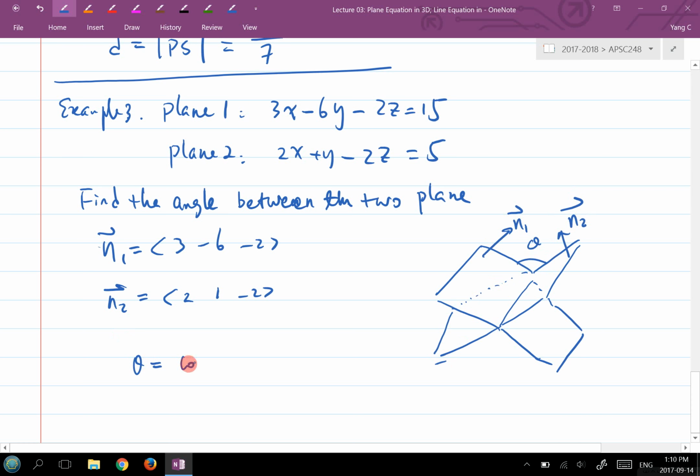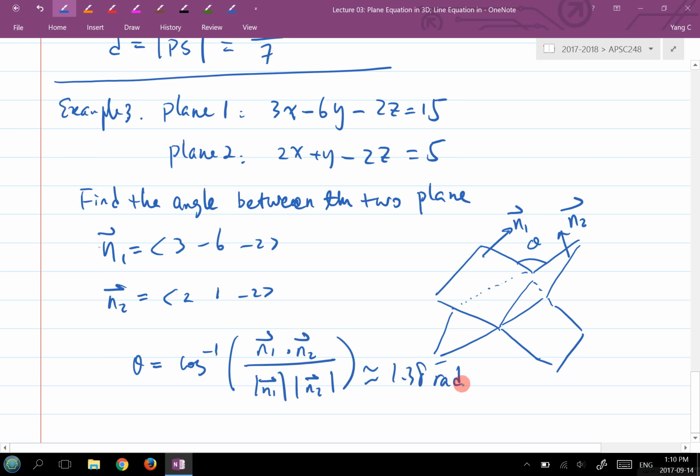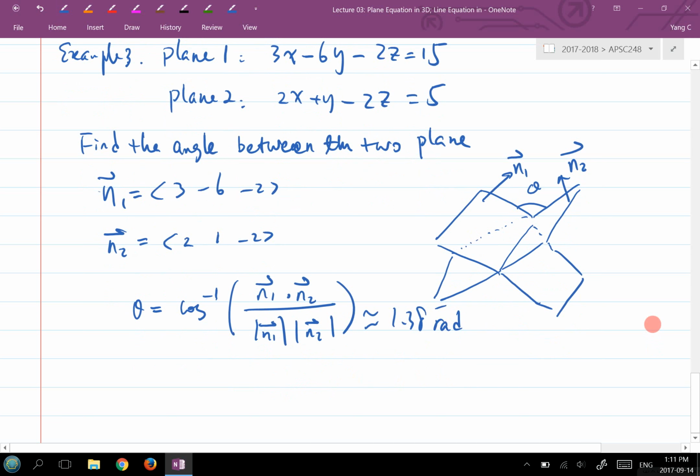So basically you can use the arc cosine of n1 dot n2 over the product of the magnitudes of n1 and n2. In this case, you get approximately 1.38 radians, and that's approximately 60 or 70 degrees or something like that. Is that good? So that's three different types of questions for planes.